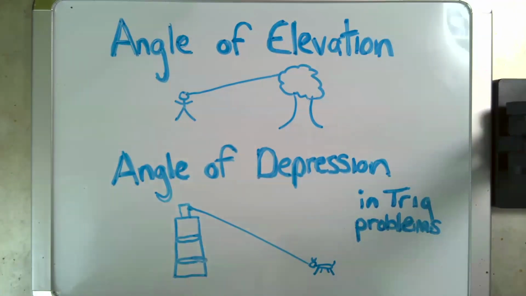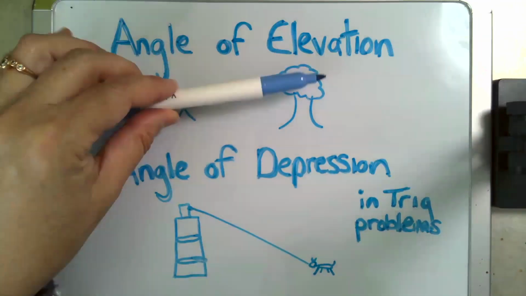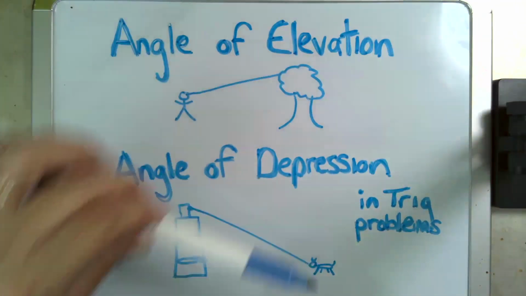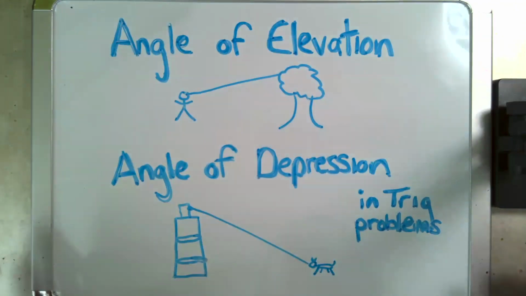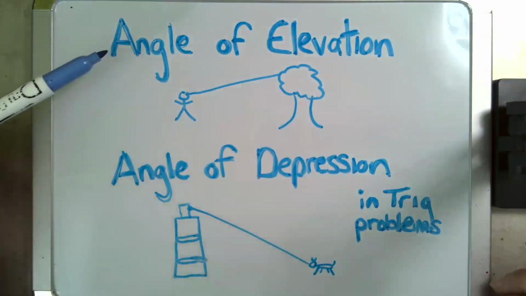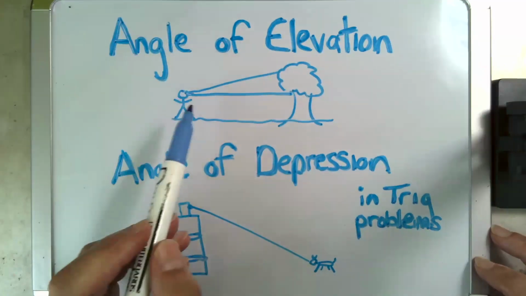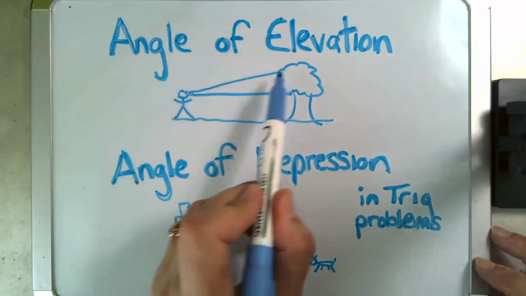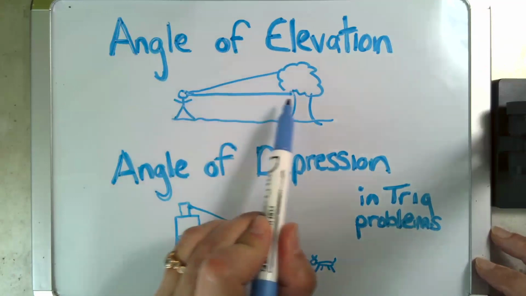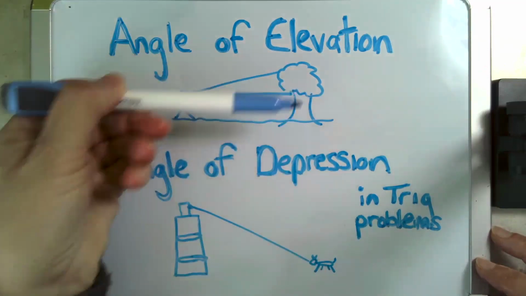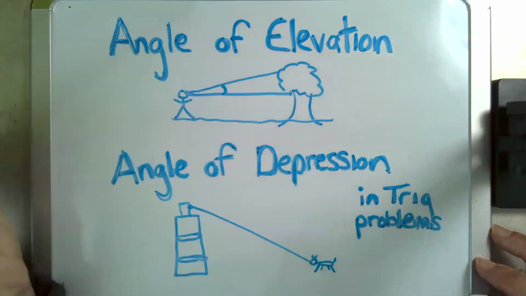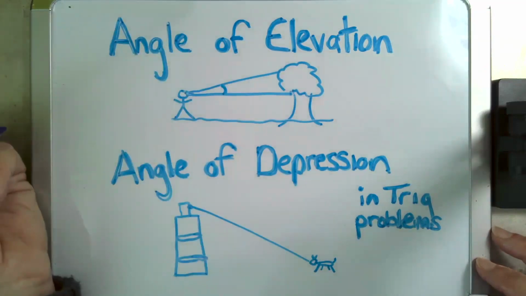So the first thing I want to do is define what an angle of elevation or an angle of depression is. They are the angles that your line of sight makes with a horizon. So if the problem mentions the angle of elevation, then it is the angle the line of sight makes with a line parallel to the horizon. So that right there would be the angle of elevation.